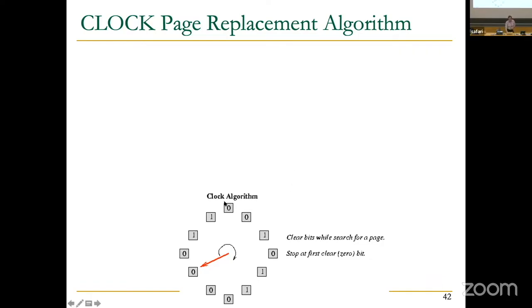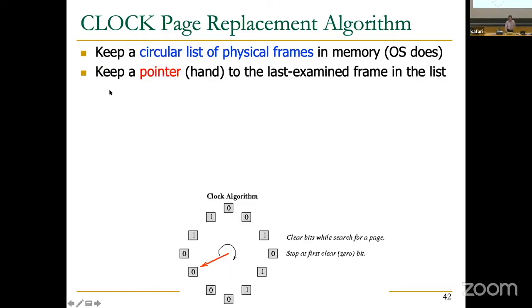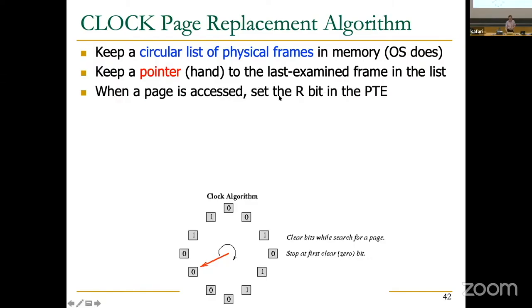But basically, the clock algorithm has all of the pages like this. It points to one page at some point, let's say. And let me actually say this. You keep a circular list of physical frames or physical pages in memory. The OS does this, of course. And it keeps a pointer or hand to the last examined frame or last examined physical page in the list. When a page is accessed, the clock algorithm sets the R, referenced or accessed bit in the PTE for that page, saying that I recently accessed this page.